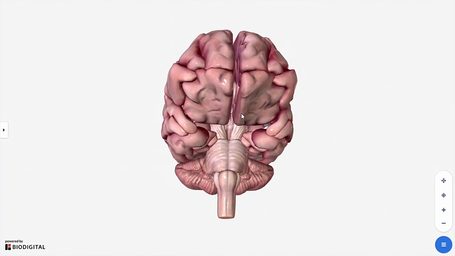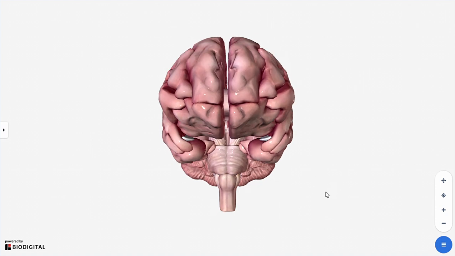We then have the brainstem. It's the posterior stalk-like part of the brain that connects the cerebrum with the spinal cord. It's composed of the midbrain, the pons, and the medulla oblongata.